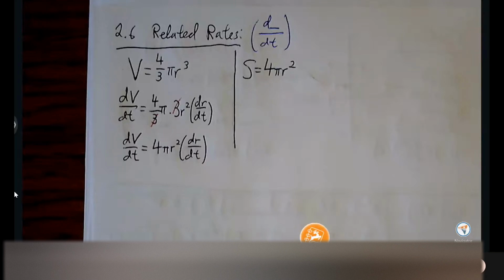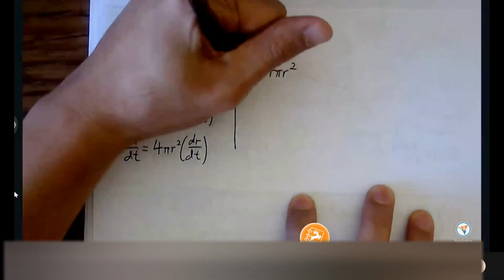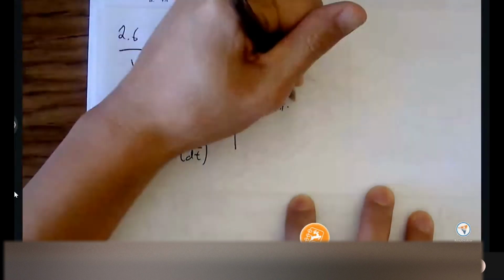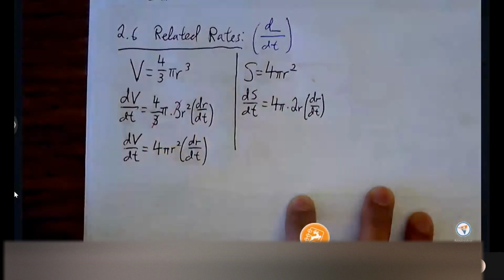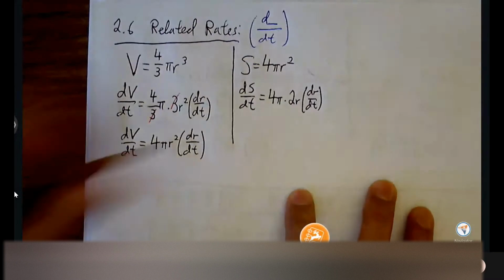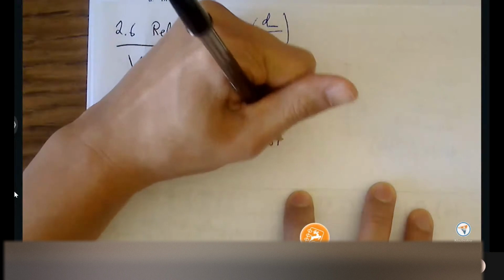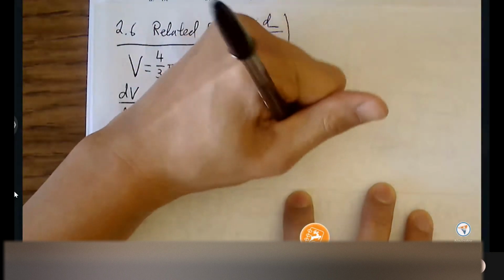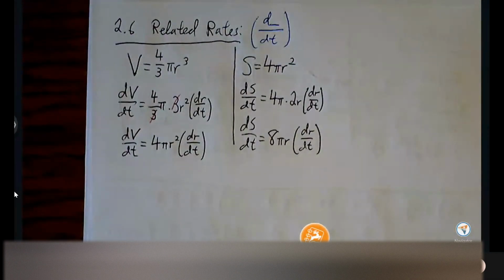Okay, let's go ahead and find the derivative for S. S becomes dS dt. Four pi stays. R squared becomes 2r dr dt. Clean this up. Okay, so we got all the calculus out of the way. Now we're just trying to gather information, plug in, and find the missing variable.